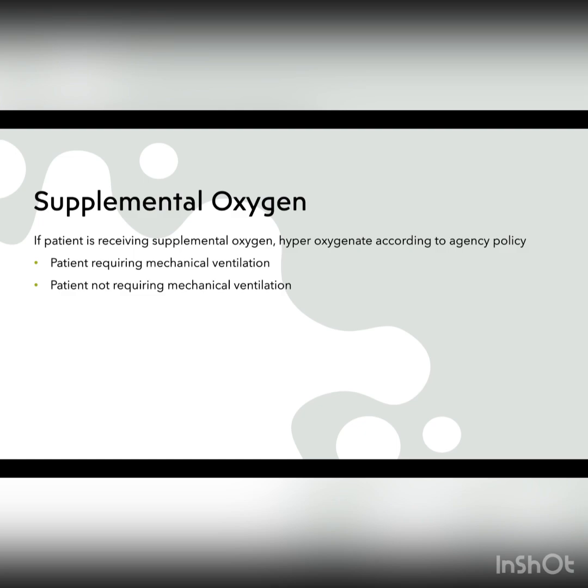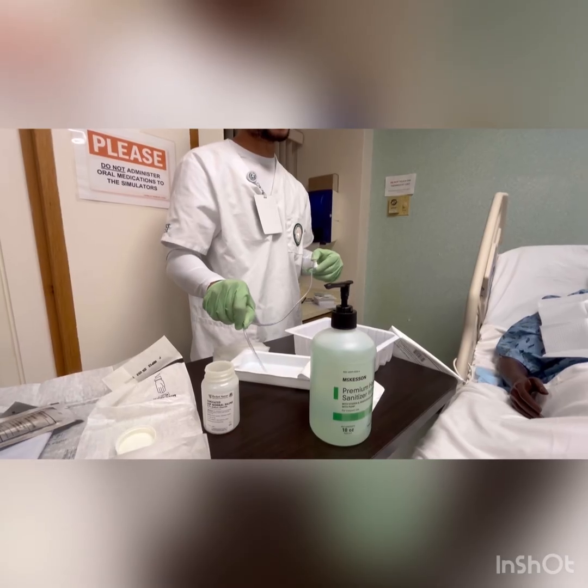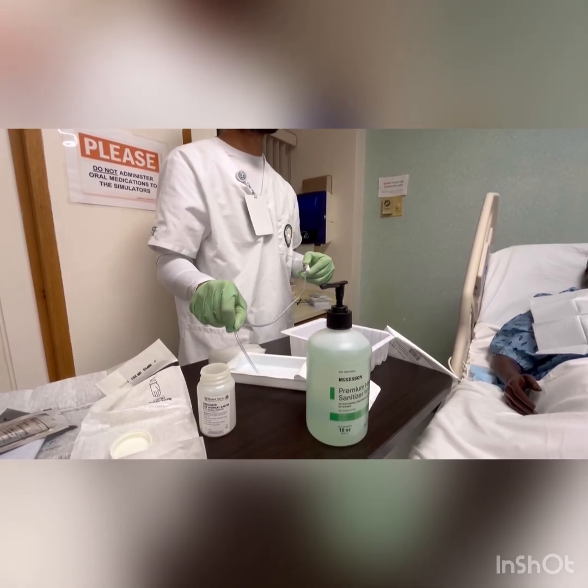For patients not requiring mechanical ventilation, obtain help from an assistant. Ask the assistant to attach the resuscitation bag to the tracheostomy or endotracheal tube, and hyperoxygenate the patient by compressing the resuscitation bag 3 to 5 times. Remove the resuscitation bag and place it next to the patient when finished. Lubricate the suction catheter tip with normal saline.